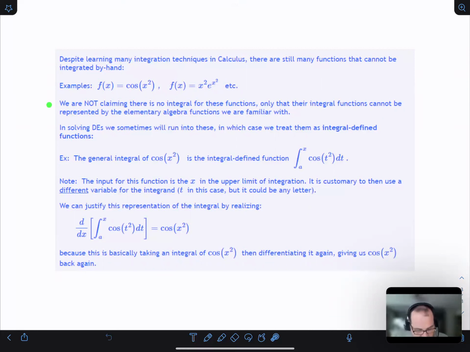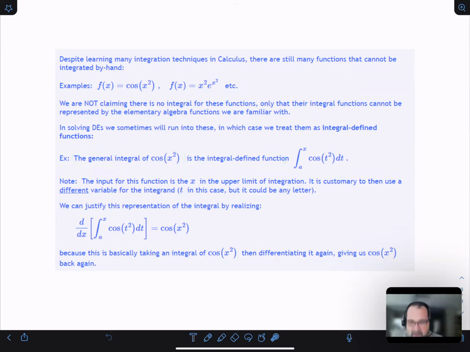Now, when I say that, what we really mean here is we're not saying that the integral doesn't exist. We are only saying that their antiderivative functions cannot be represented in terms of the elementary algebra and trig functions that we're familiar with. We don't have any way of writing them down. So when we need to refer to the integral of a function that we can't integrate, we do it by referring to it as an integral defined function. So for example, how can we refer to the general antiderivative of cosine of x squared? We can refer to it like this.